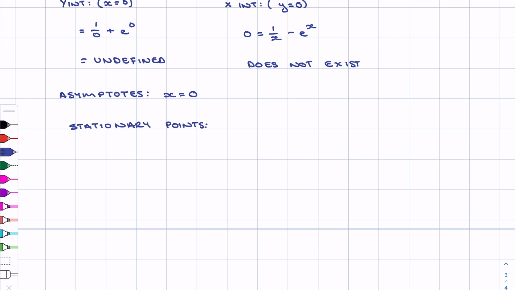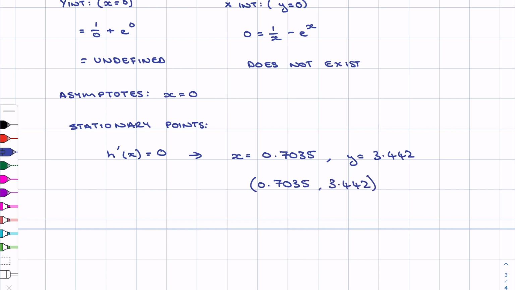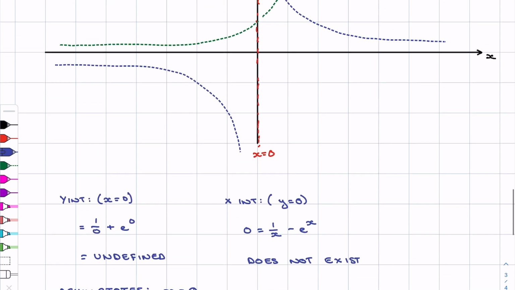So my stationary points, I'm going to be exploring h dash x equaling 0. I get a stationary point at x equals 0.7035 and y equaling 3.442. This gives me a point here at (0.7035, 3.442), which is really interesting and important for me when I'm going to come to my sketch.